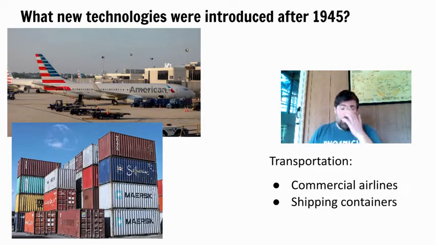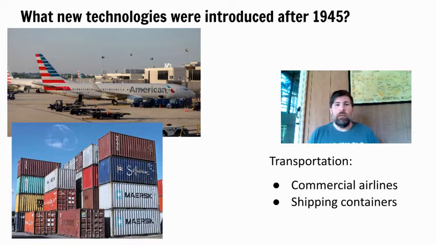So one example of a new technology introduced after 1945 is commercial airlines. Before 1945, today you're just like, oh, I want to take a trip somewhere. Not me, because I'm broke. But if you have money and you're like, I want to go to France, well, you're going to hop on a commercial airline, right? You're going to fly with Delta or Southwest or, I don't know, American or something.